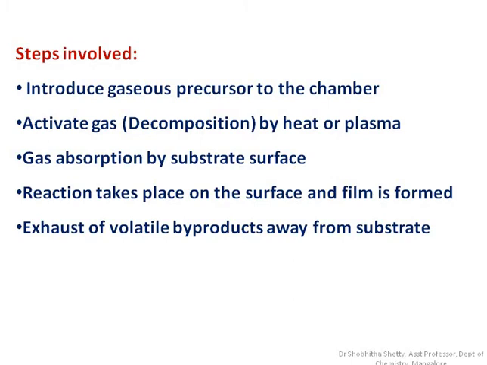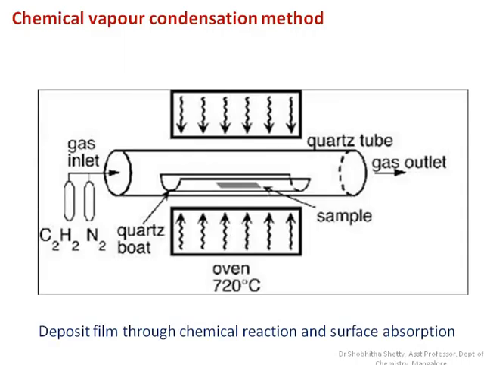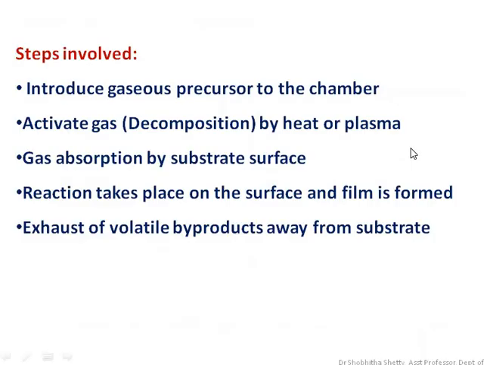So this is a very simple procedure that is followed here. First step, as you can see from the diagram, is introduction of the gaseous precursor, next deposition of the gaseous precursor on the substrate surface. Here, the reaction can be activated by plasma or direct heating also, and whatever co-product is formed, volatile products are taken away from the substrate surface through the exhaust system.